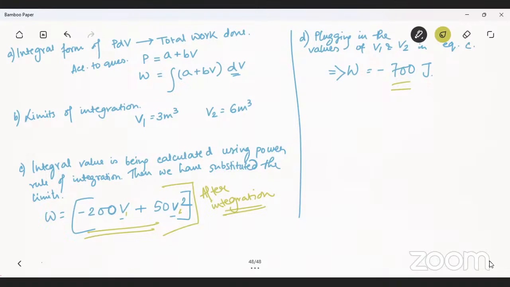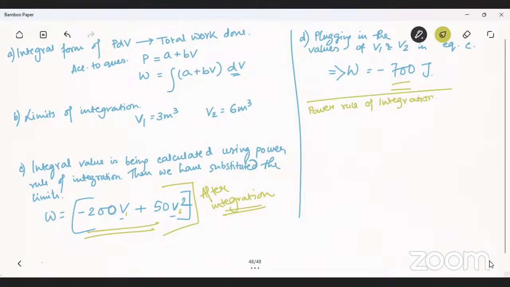I don't know why people don't teach integration in the younger classes, but this is one of the major drawbacks for integration. So I can just show you, I don't know how much you will be understanding. I have used the power rule of integration.